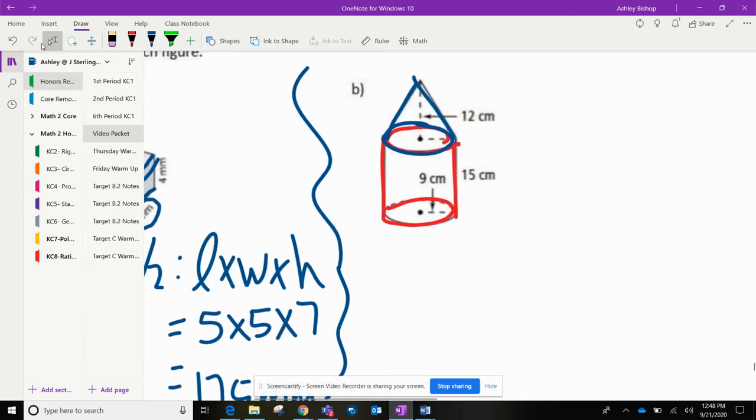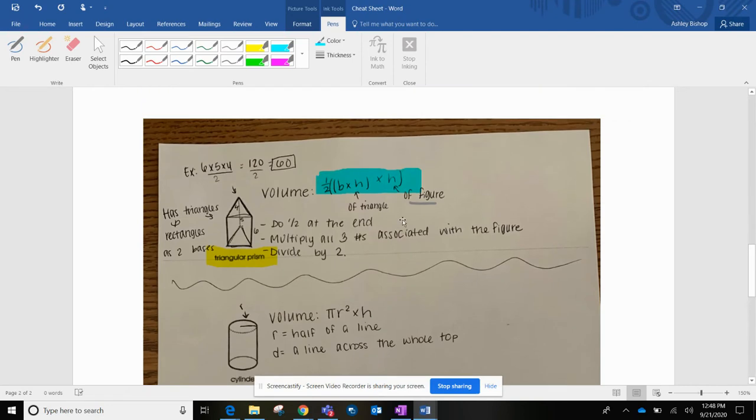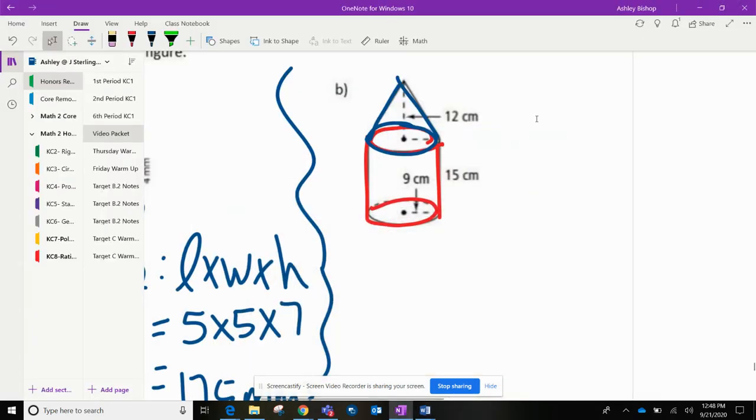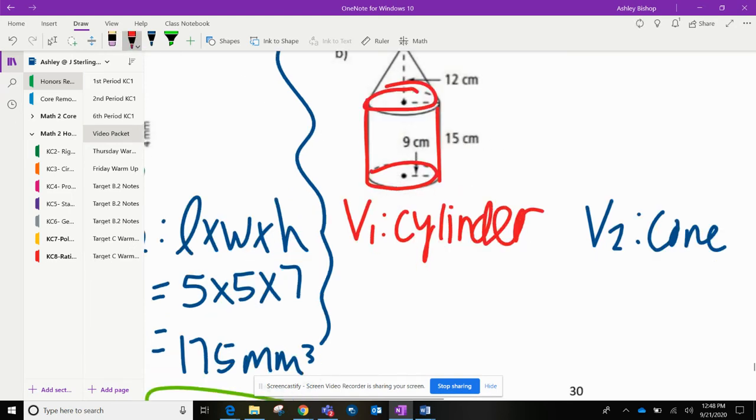And so my red figure, if I compare my red figure with something on my cheat sheet, right away I see cylinder. So my red figure is in fact a cylinder. And then my blue figure, if I look at my cheat sheet, you will find that that is a cone. And remember, I want to see the work for each individual piece. Now I'm going to go ahead and erase my blue figure so I can kind of see. I'm going to do the work with my cylinder first.